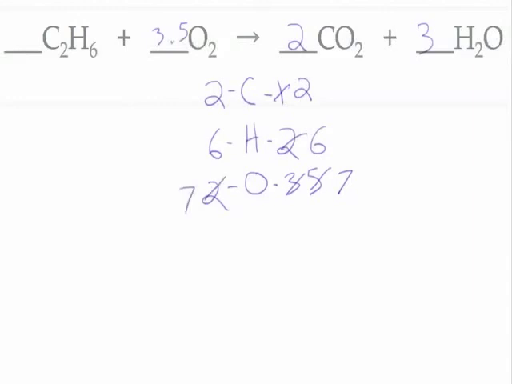Now it's balanced, but it's not a whole number ratio. So to get the final answer, what you have to do is multiply all of your coefficients by 2. You can't forget this one here. It's an understood 1. So 1 times 2 gives me 2. Now we just have twice as many of everything. It gives me 7, 4, and 6. And that's our lowest whole number ratio.